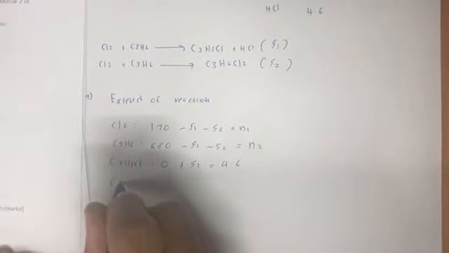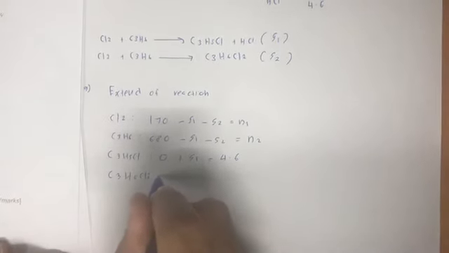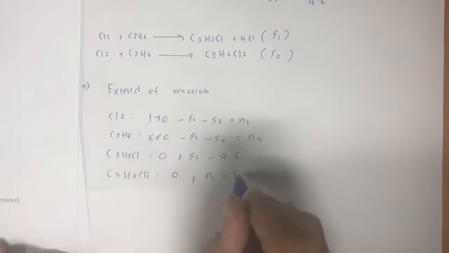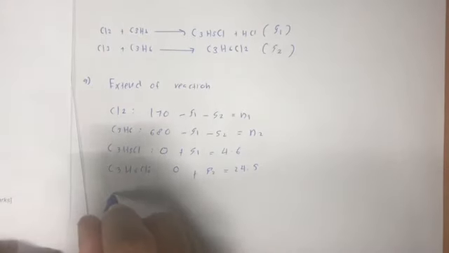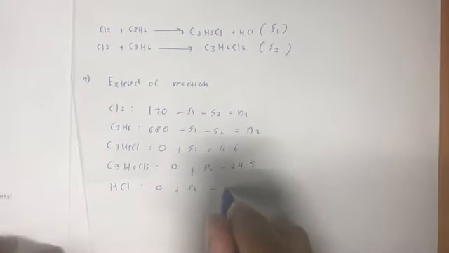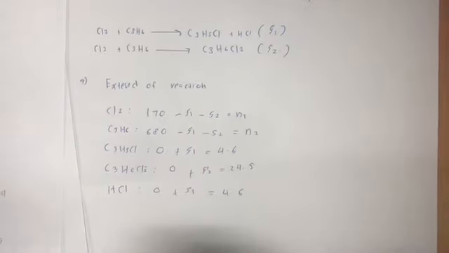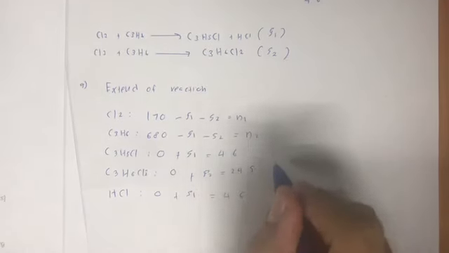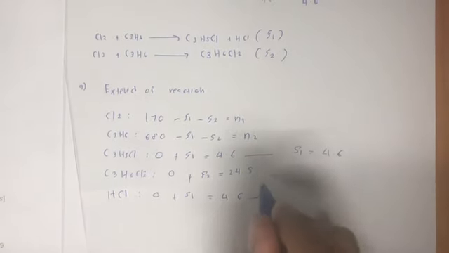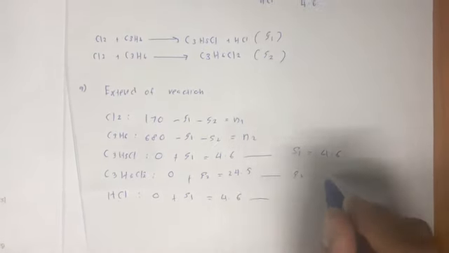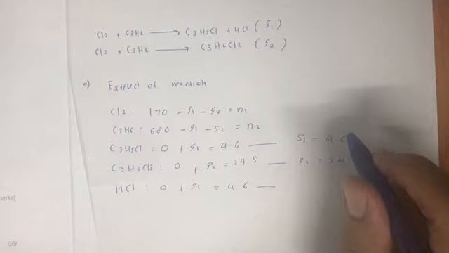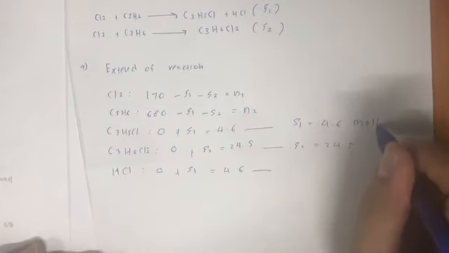Next is C3H6Cl2, 0 as well, plus C2, 24.5, and the last one is HCl, 0 plus C1 is equal to 4.6. So in this case, we already have the values of C1 and C2: C1 is equal to 4.6 and C2 is equal to 24.5. And this unit of C is in mole per hour.